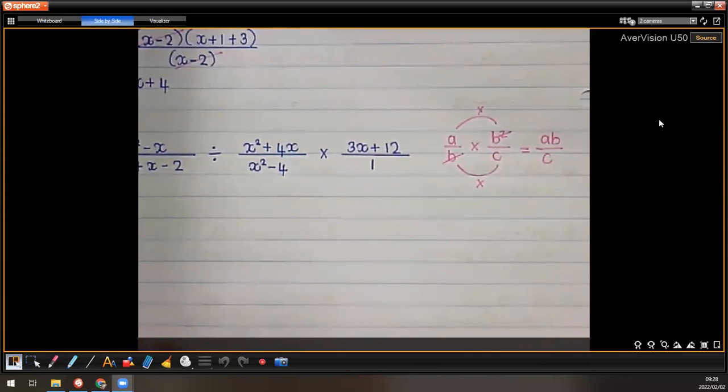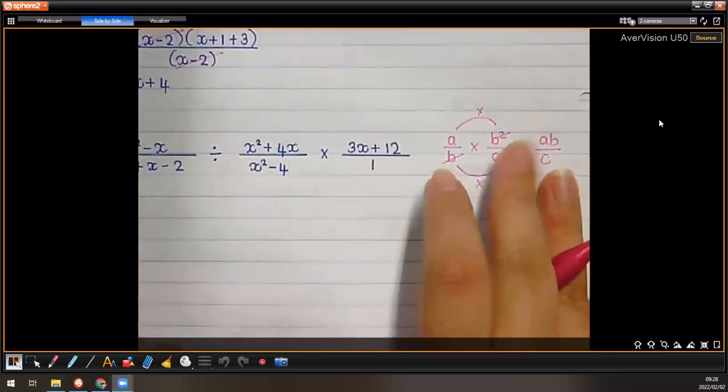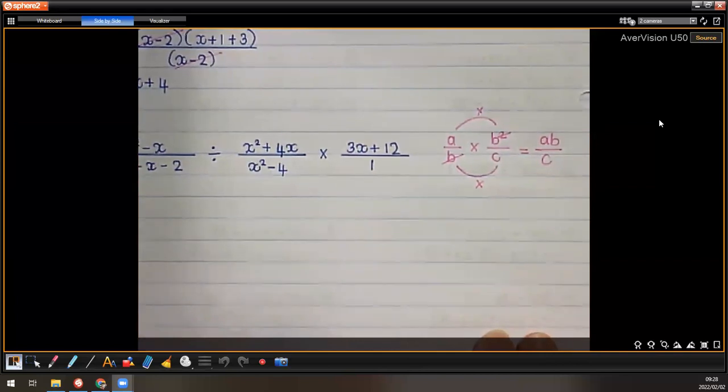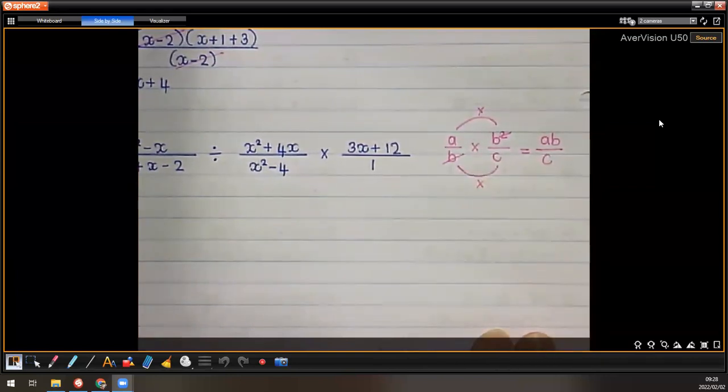Yes, are we all clear on that? Okay, because we're now going to have to apply that to these fractions, which are obviously more complicated than these ones. Okay, but this is the rule. We check whether we can cross cancel, cross simplify, cross cancel, right? And then once we've done that, we multiply whatever is left in the numerators together, whatever is left in the denominators.